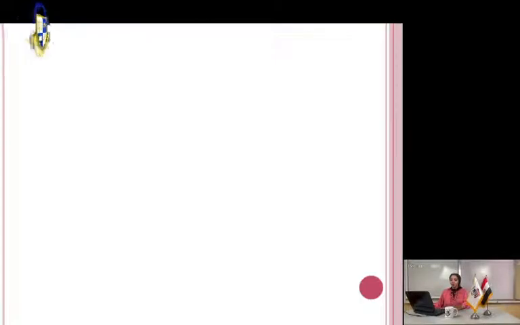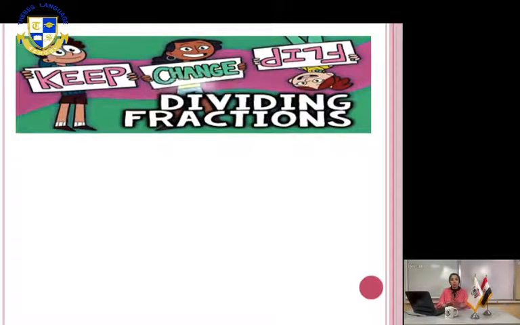Here, to divide two fractions, we have to follow steps. What are these steps? First, we have to keep the first fraction. Then, switch the sign or change the sign. Third, flip the fraction like that.